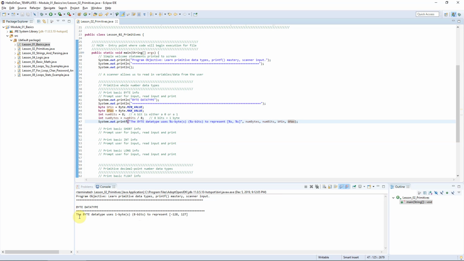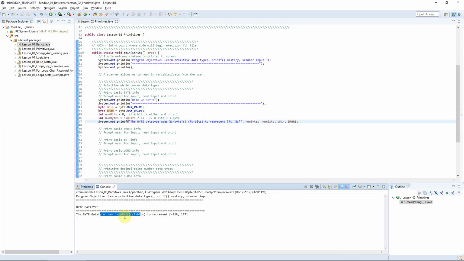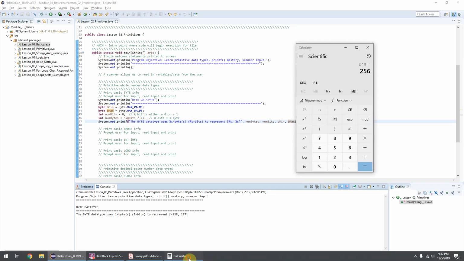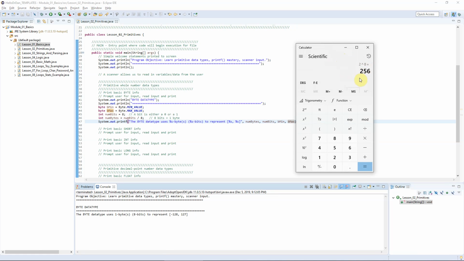There we see the byte data type uses 1 byte or 8 bits to represent numbers from -128 to +127. If you remember from our calculator, we had 256 distinct values, and if I divide that by 2, that says 128 are going to go to the negatives, 128 are going to go to the positives. So why am I only seeing 128 on the negative side, but on the positive side I'm only getting 127? Well, the reason is because I have the value 0.